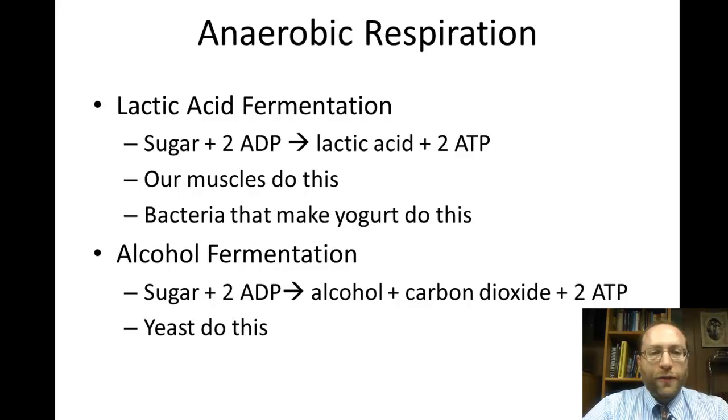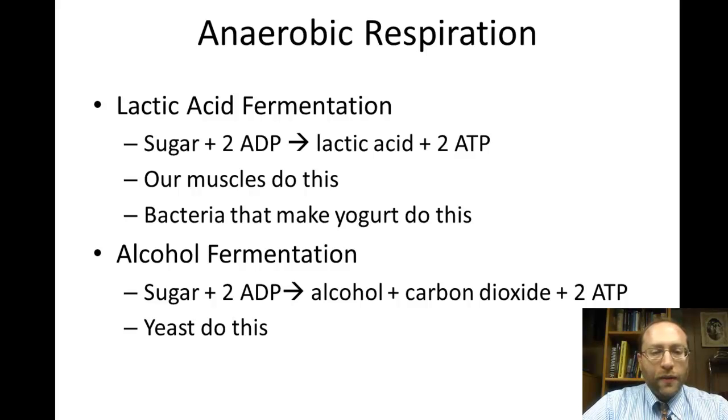And then you have alcohol fermentation, where glucose plus 2 ADP will give you alcohol plus carbon dioxide plus 2 ATP. Yeast are the primary organisms that do this. A lot of our drinks, beer, wine, just about everything alcoholic, is from alcohol fermentation. Also, carbon dioxide can be used to make sodas, and it can be used to make bread rise.